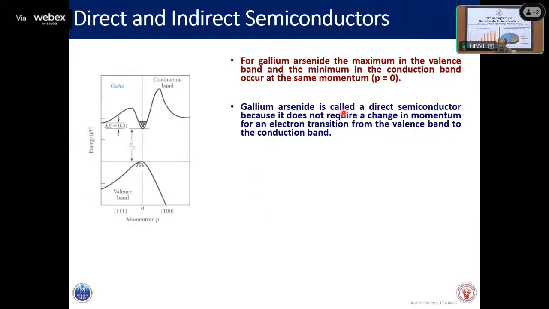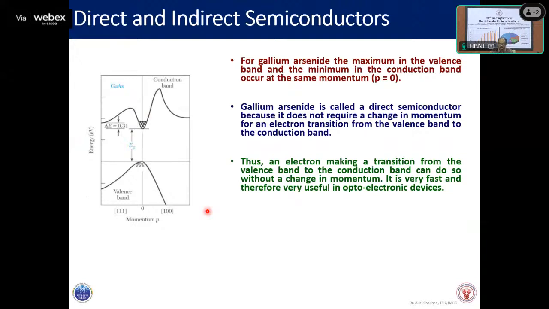So gallium arsenide is called a direct band gap semiconductor because it does not require a change in momentum for an electron transition from the valence band to the conduction band. It can directly go there. However, if you want to transfer an electron from this to this, you need to provide that much energy, and with the help of the lattice, you can provide this much change in momentum also.